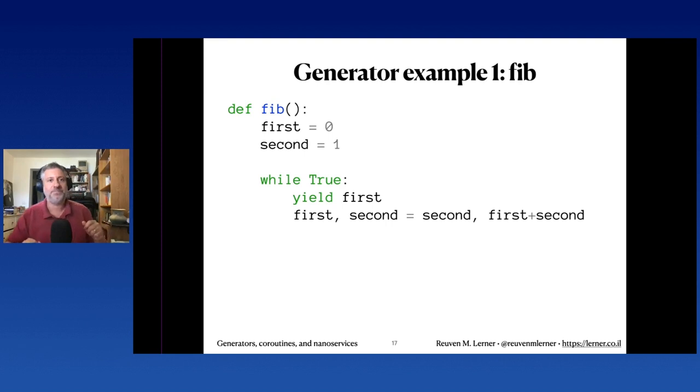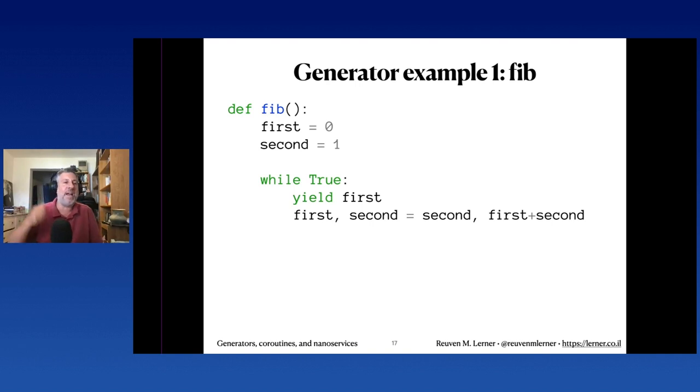Okay, let's see some examples of this. So the first example is a fib, right? I'm sure all of you in your day jobs are constantly calculating the Fibonacci sequence. Here is how we can use a generator function to do that. So I'm going to define fib. We're going to say first equals zero, second equals one, and then I'm going to have an infinite loop. While True, yield first, and then I'm going to use tuple unpacking. I'm going to say first, second equals second, first plus second.